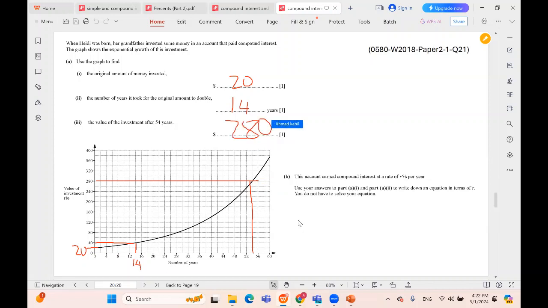This account earned compound interest at a rate of R%. Use your answers to AI and AII to write an equation in terms of R. You do not have to solve your equation. So the equation is F equals P times (1 plus R) to the power of N. And the present value is 20.